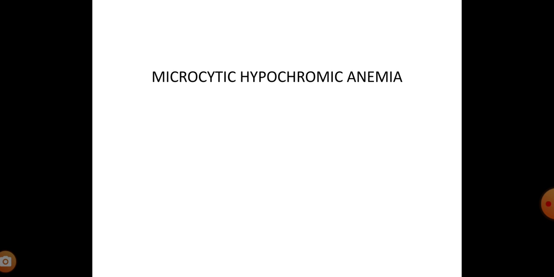Moving on to the first case. So today I'll be discussing only about the RBC disorders and the WBC disorders. So these are the benign conditions in peripheral blood smear. So microcytic hypochromic anemia.